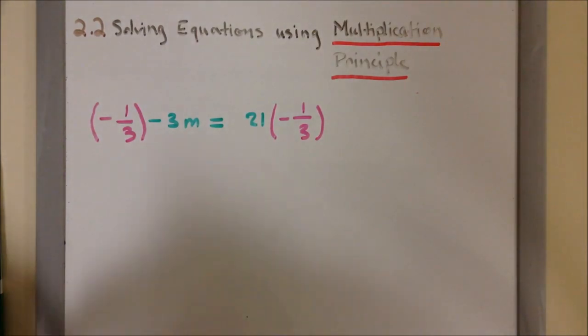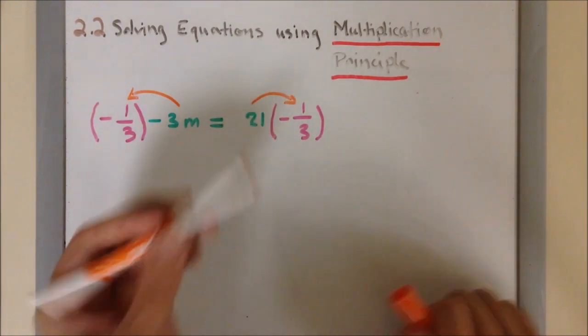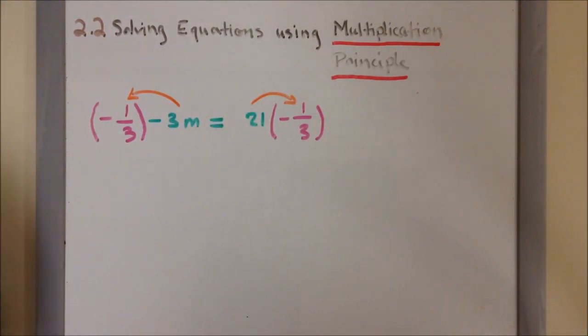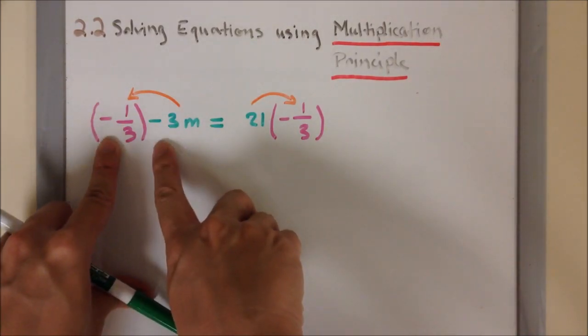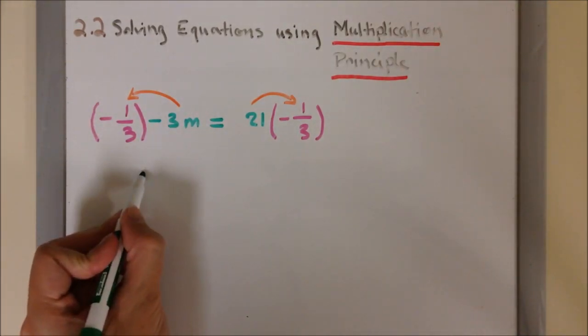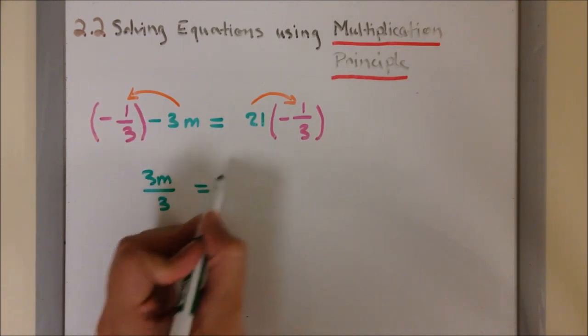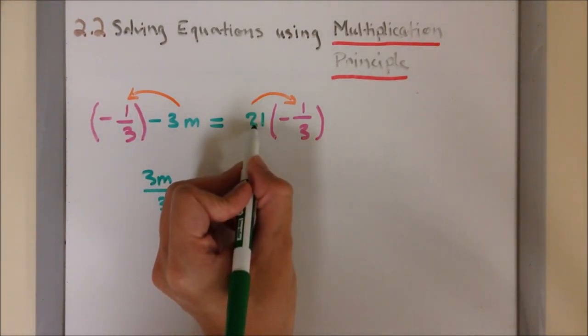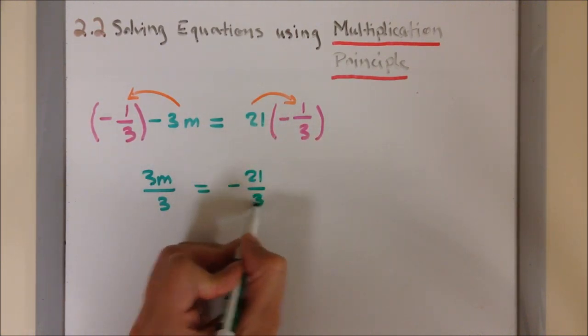So remember, whole number multiplied to the numerator only to make your job easier. When you multiply, don't forget, negative times negative will be positive. So we have 3m over 3 equal, here, positive times negative, so negative 21 over 3.